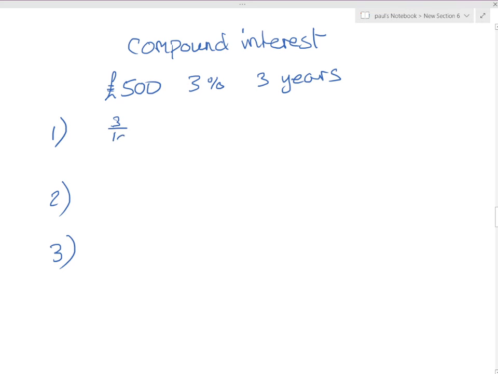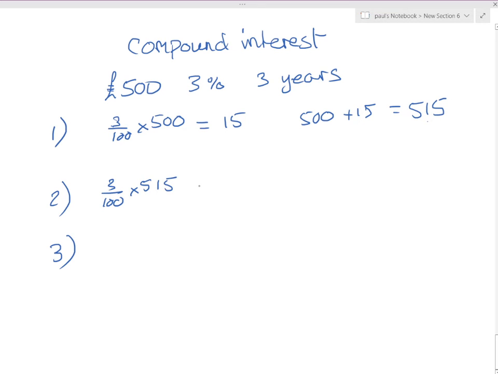So we work out what 3% of 500 is, and that will equal £15. Then we go 500 plus 15 equals 515. So that's how much we've got at the end of the first year. Then we take this amount down as our balance for the next year's calculation. I'm going to have to do that with a calculator because it's too hard. 3 divided by 100 times 515 equals 15.45. See, we've gained a little bit of money, 45 pence.